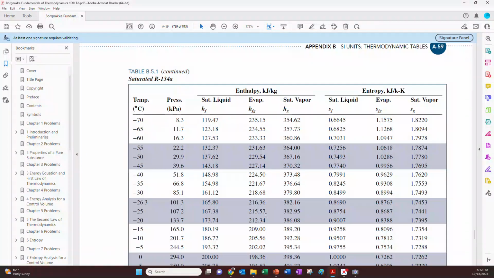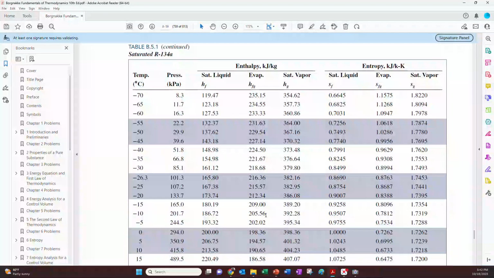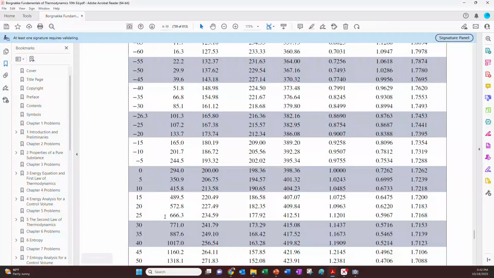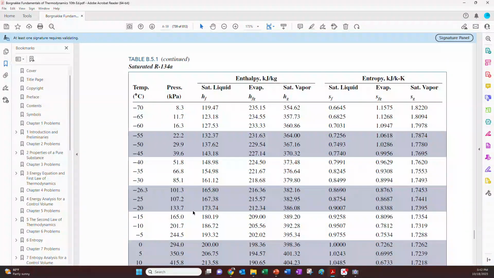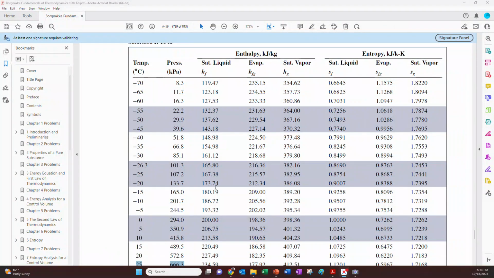And so they said 35 degrees. So we see 35 degrees. No, that's not good. R134a. One second, let me pause. I should have already looked at this. Okay, yeah, so I know what I was doing wrong.